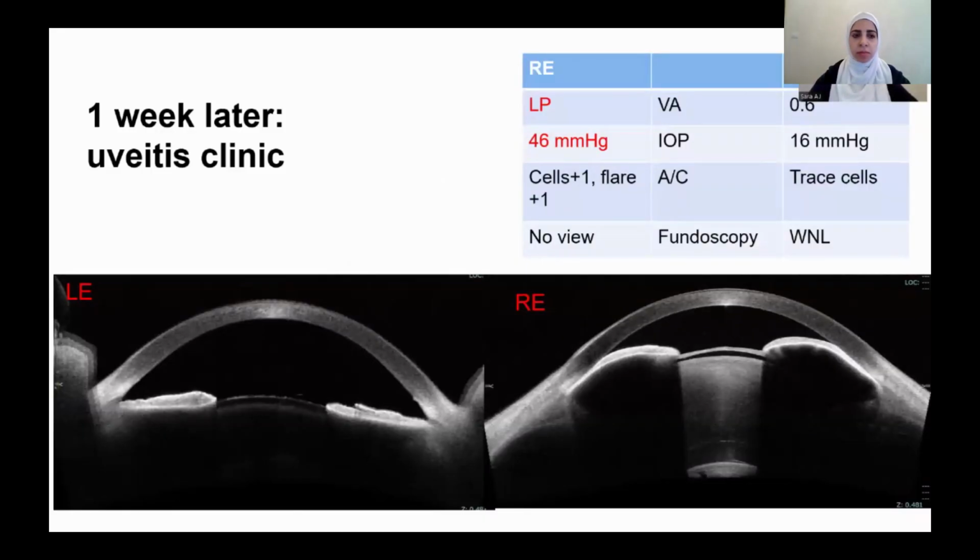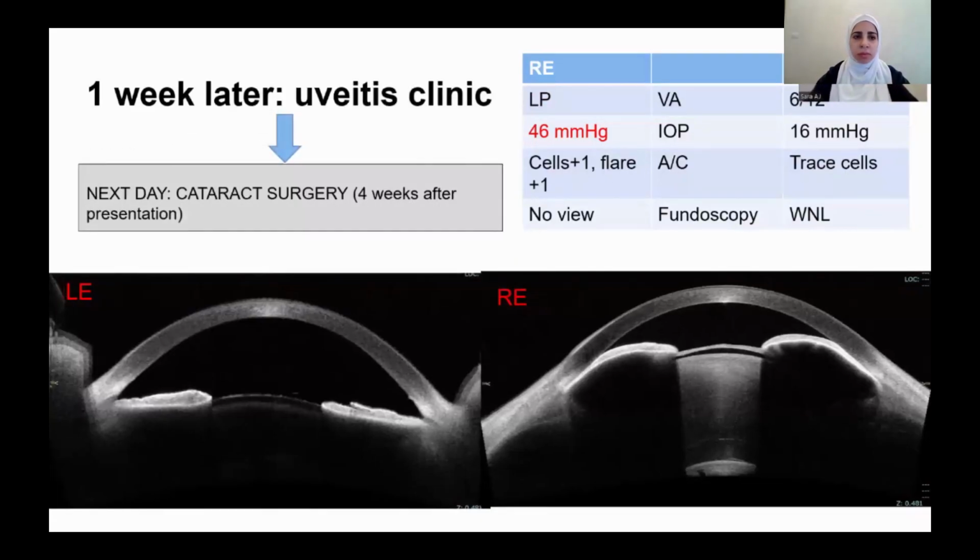She underwent anterior segment OCT. The left eye was normal. In the right eye, there were signs of shallowing of the anterior chamber depth, and the dense cataract pushed the iris forward, closing the angle. Because of the dense cataract and the high IOP, she underwent urgent surgery the next day, lensectomy and anterior vitrectomy, and she was left aphakic in the right eye.